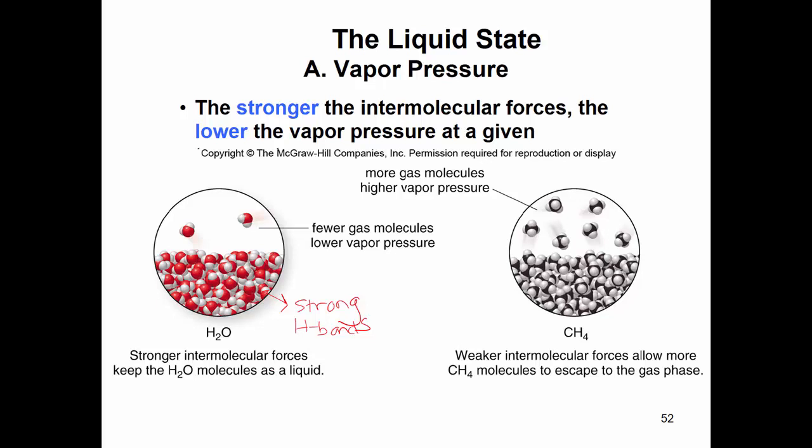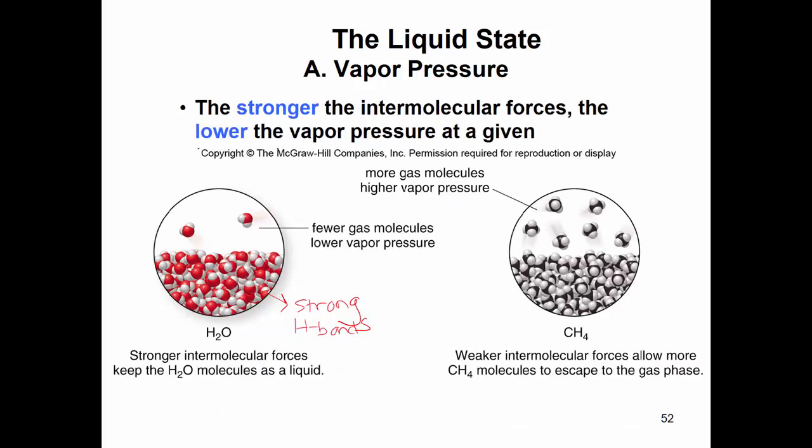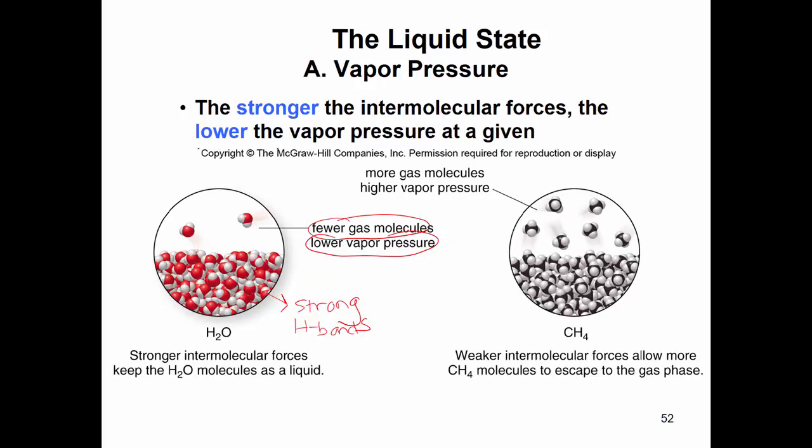So the stronger intermolecular forces keep the water molecule as a liquid. So there are fewer gas molecules. So if you look back here, what vapor pressure means is pressure exerted by gas molecules. So if you have a liquid that has very strong interactions, then it has few gas molecules. Therefore, it has to be gas molecules to make pressure, right? That's what gases do, they build up pressure. So if there's not as many, you're going to have a lower vapor pressure.